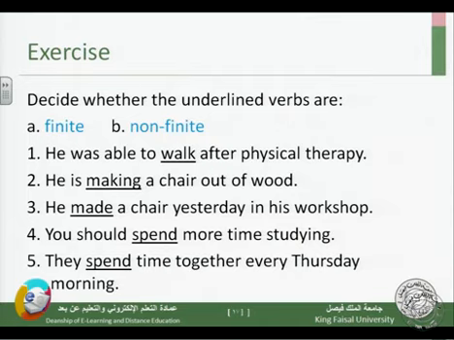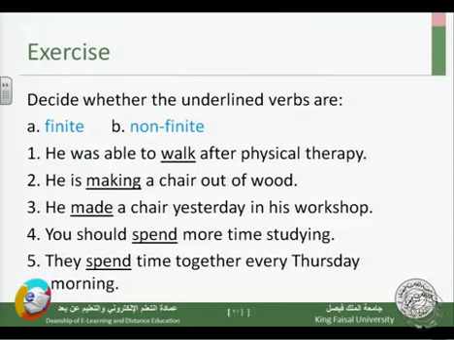It doesn't change because of number or person. Okay, so the answer for number one is B, non-finite. Two, he is making a chair out of wood. So does this change? If we say they, does making change? No, it doesn't. So we say they are making. Are changes because it is finite, but making stays the same. So it is non-finite. So making is also non-finite.